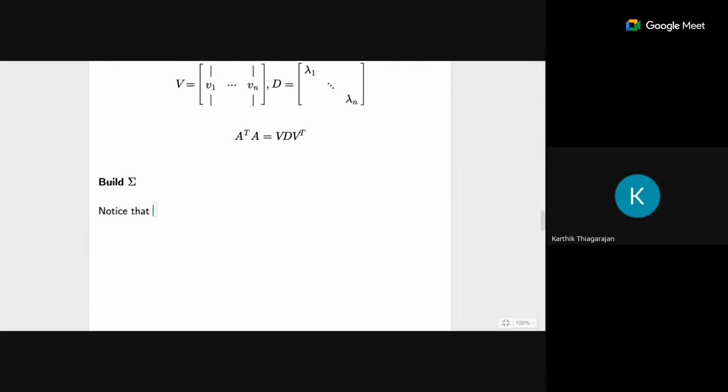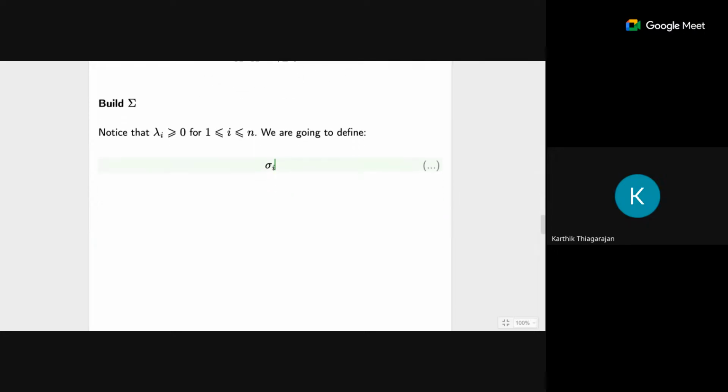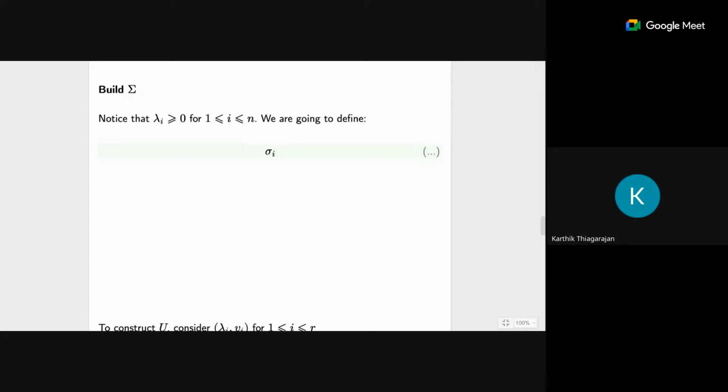Notice that lambda i is greater than or equal to 0 for any i. So we are going to define what are called the singular values. Corresponding to lambda i, you define a sigma i such that sigma i squared equals lambda i. Or you can say sigma i is the positive square root of lambda i. So sigma i is called the i-th singular value of A.